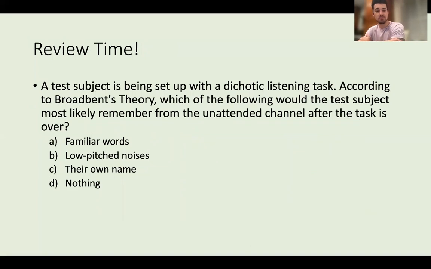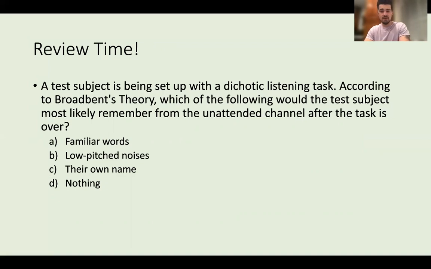Cool. So this brings us to our last review question. A test subject is being set up with a dichotic listening task. According to Broadbent's theory, which of the following would the test subject most likely remember from the unattended channel after the task is over? Remember, we're talking about Broadbent's theory, so take a minute, pause, take a minute, and I will go over the answer in a couple of seconds.